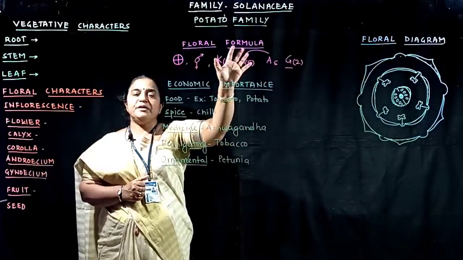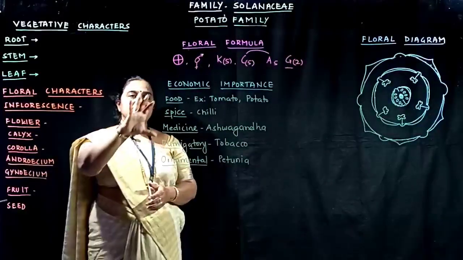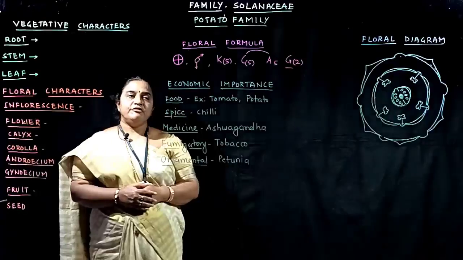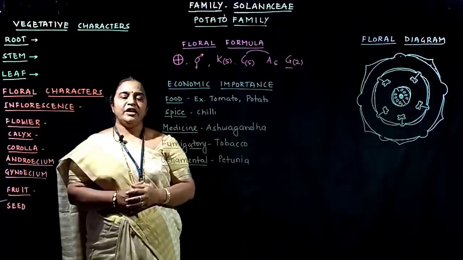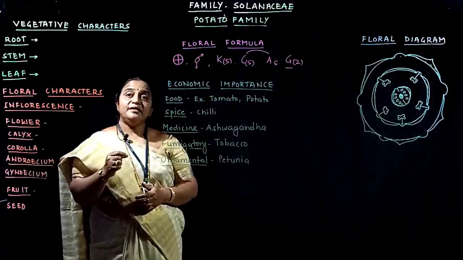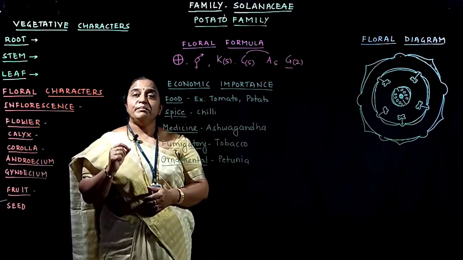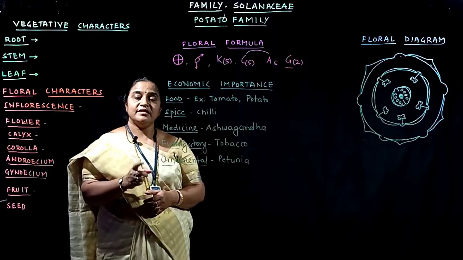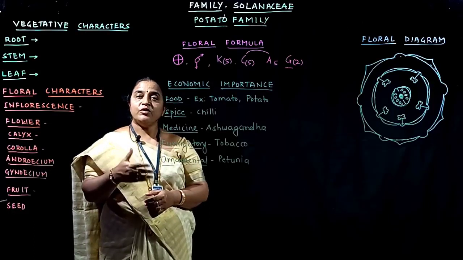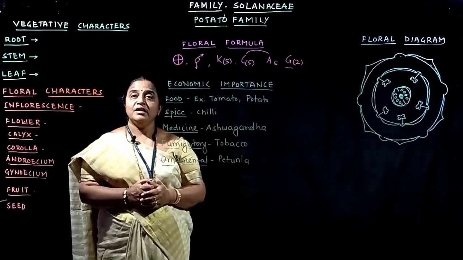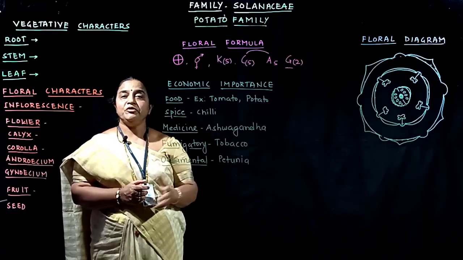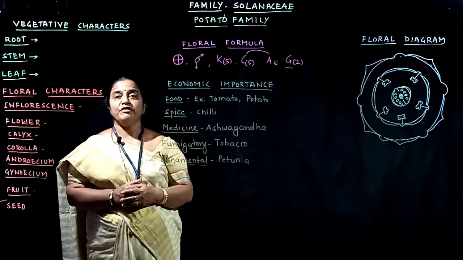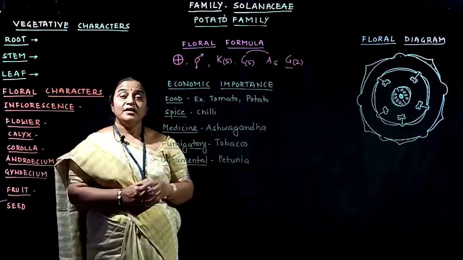Clear? In this particular family, these are the common plants. Some are widely used as food, for example tomato and potato. Spicy plants like chili. Medicinal plant ashwagandha, which is widely used in Ayurvedic medicine. Fumigatory or narcotic plant is tobacco, and ornamental plant is petunia. Try to remember these plant names, which belong to family Solanaceae.